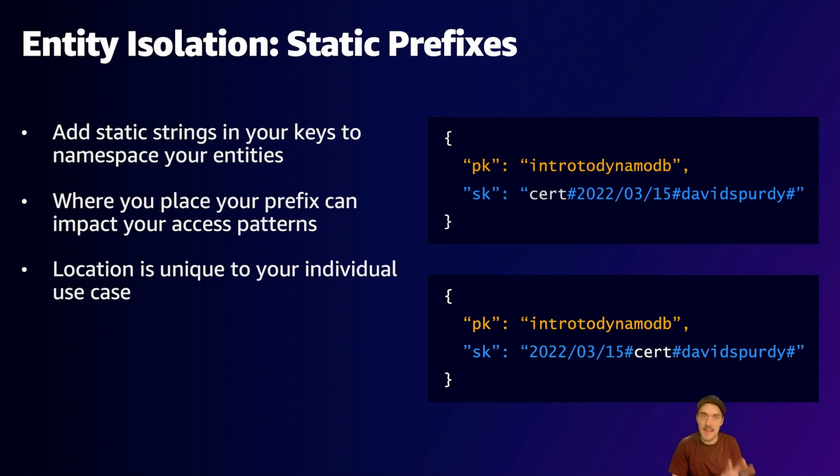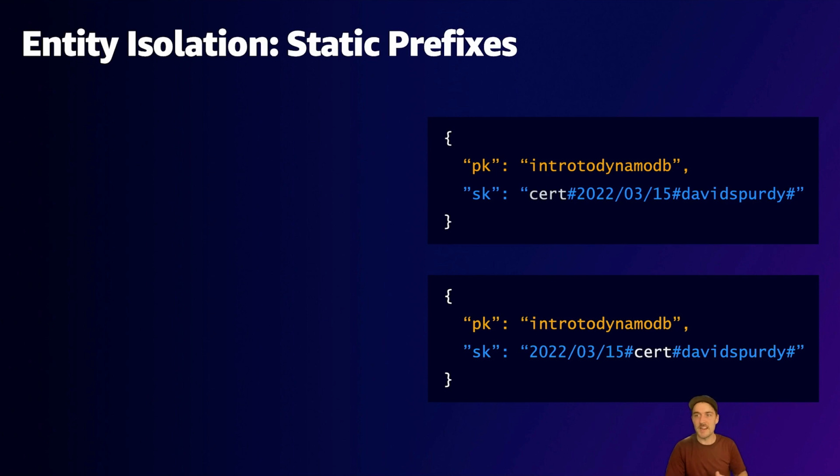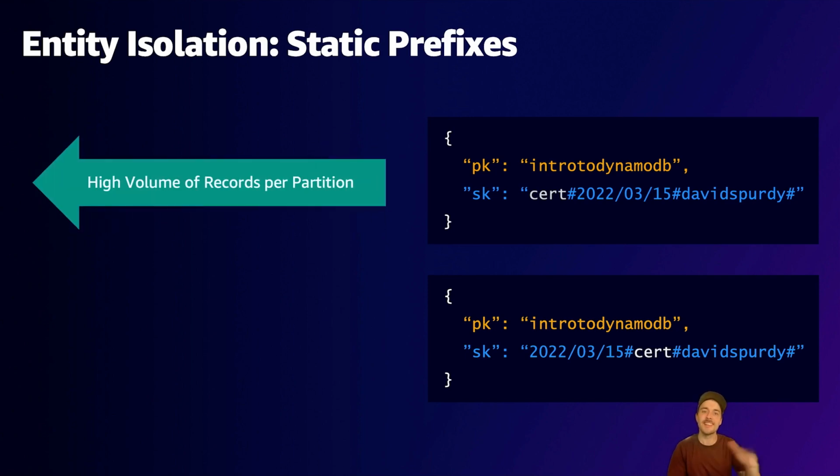But this aspect of where you might put a static prefix or a static string is super powerful in helping you isolate your queries. Because again, if you put it at the beginning, now certs are going to be next to each other. It's much easier to find specifically certs or specifically courses. That can be really helpful if you don't want to find certs when you're looking for your courses. So what this looks like is, the further to the left that you put a static string, the more it optimizes for a high volume of records per partition.